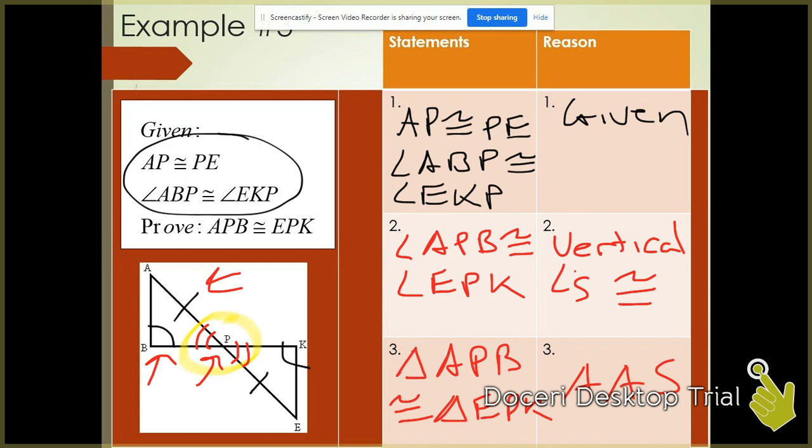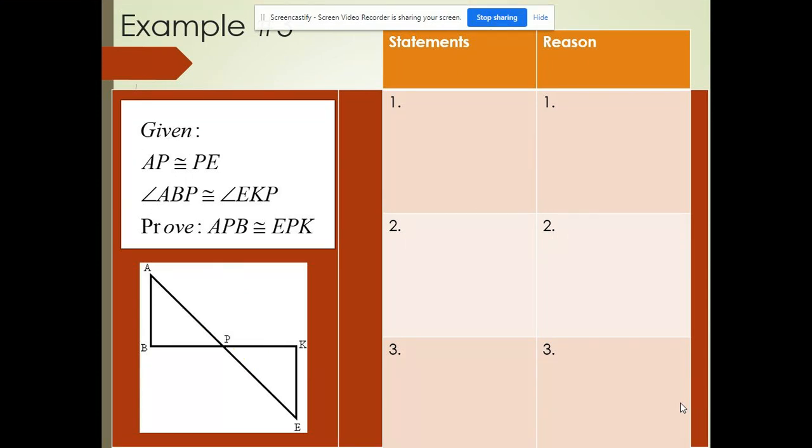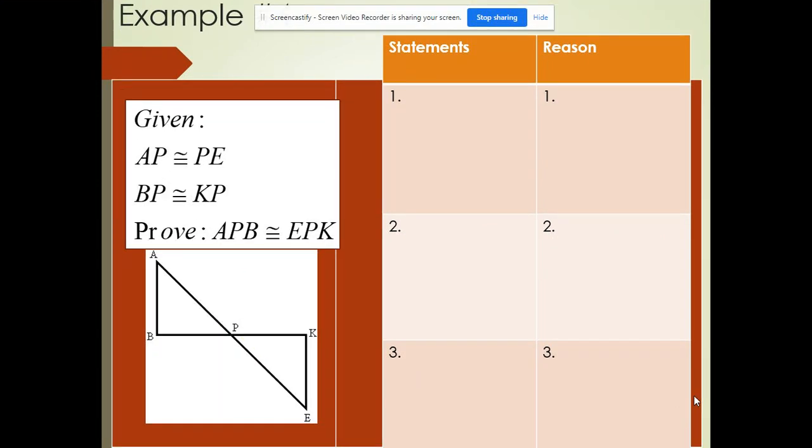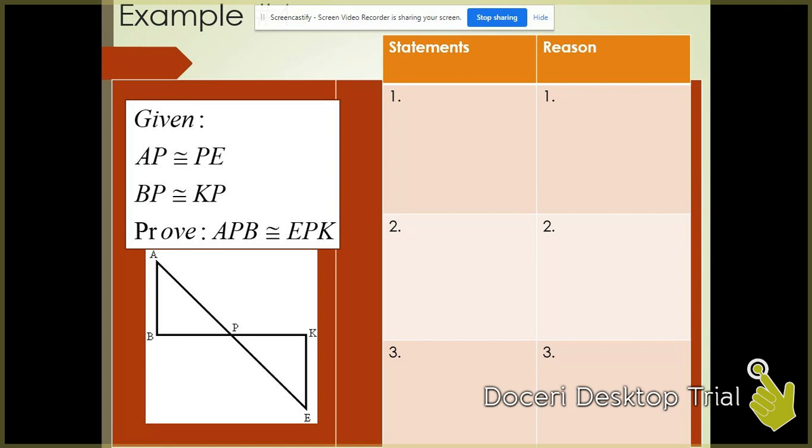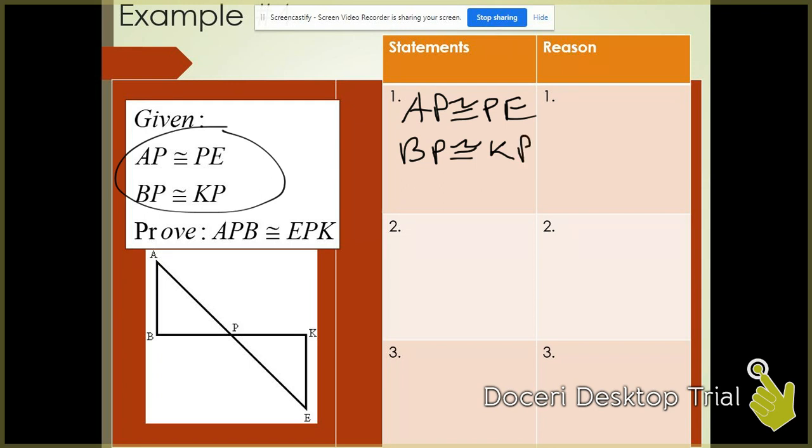Let's go ahead and try this again. All right, so for our next one, we have the same diagram, but we have a different set of information. So we're going to focus on this given information, which is AP is congruent to PE. And then we have BP is congruent to KP. Once again, that is because it is given. All right, and I'm going to go ahead and mark that. So AP and PE, and then BP and KP.